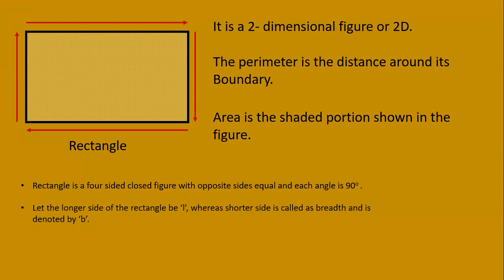What we will do is, let us consider the longer side L, that is length, and the shorter side B, that is breadth. Since the opposite sides are equal, there will be two lengths and two breadths. Therefore the perimeter is 2L plus 2B, which is equal to 2 into length plus breadth. Area is equal to length into breadth.